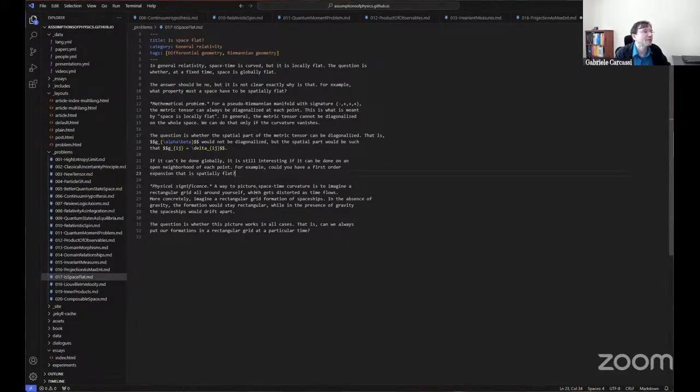And so a way to picture space time curvature is to imagine a rectangular grid all around yourself, which gets distorted as time flows. More concretely, imagine a rectangular grid formation of spaceships. In the absence of gravity, the formation would stay rectangular, while in the presence of gravity, the spaceships would drift apart. The question is whether this picture works in all cases. That is, can we always put a formation in a rectangular grid at a particular time, or would it get distorted as well? That's basically the idea.